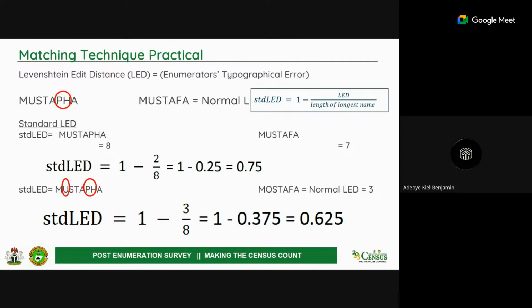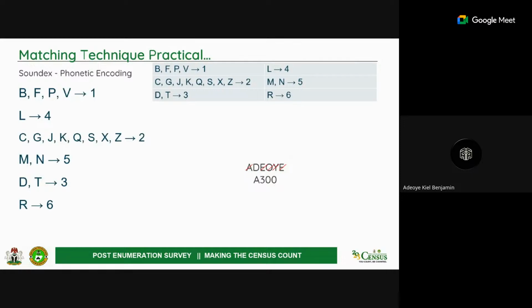The same thing goes for the standard Levenshtein edit distance method. The moment you look at these other two spellings, when you see 0.4, anything below 0.6 is actually no match. So what the Python algorithm does is to highlight those no matches and put them in another Excel sheet and then bring it back to us and say these persons we could not match.